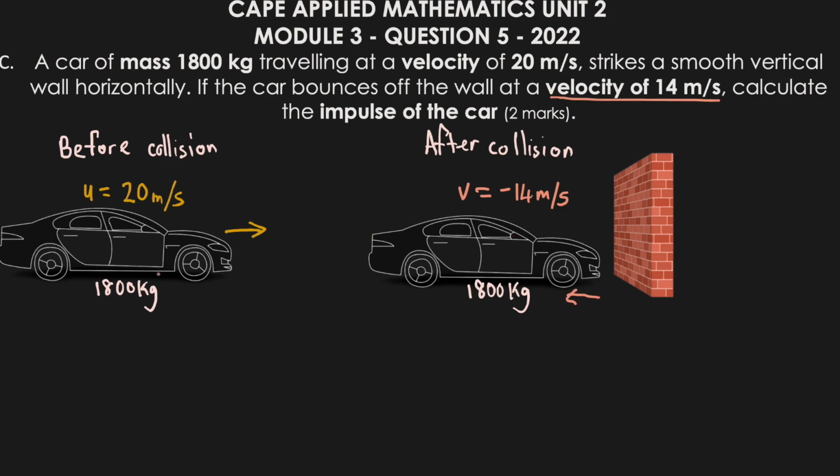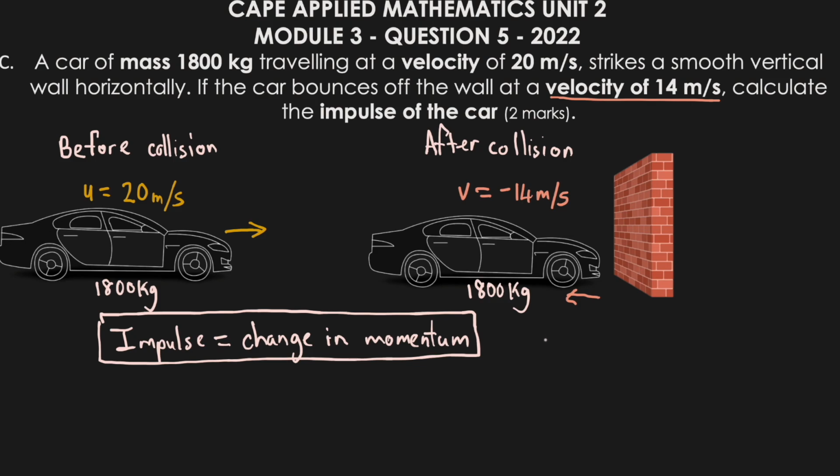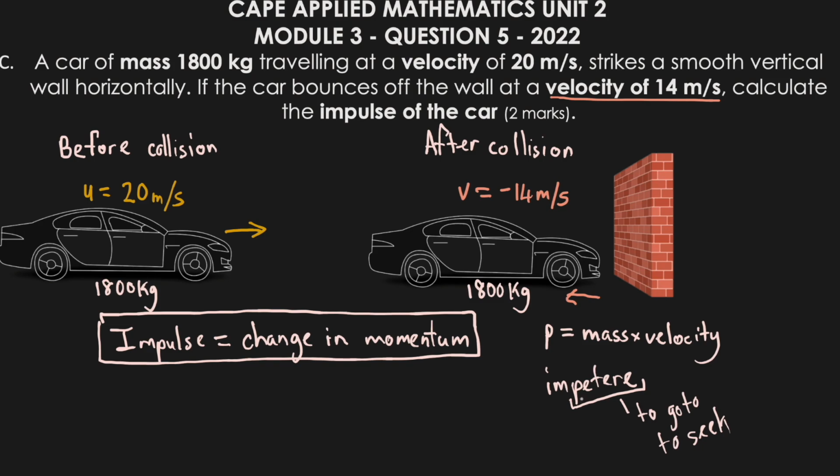We need to calculate the impulse. So the formula for impulse is equal to change in momentum. Momentum is equal to mass times velocity. So fun fact, it's written as p because of the Latin word, impetere, which means to go to or to seek. The im is a prefix, but petere is to go to or to seek. So this is why we get a p for momentum, even though momentum is spelled with an m. Just a little fun fact.